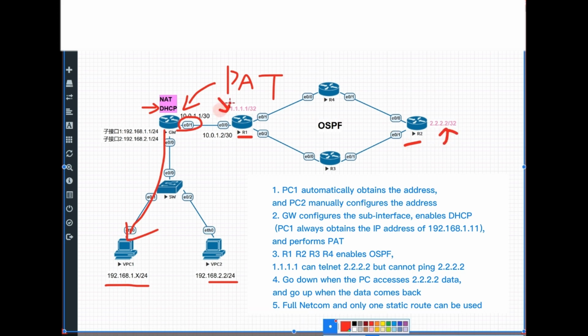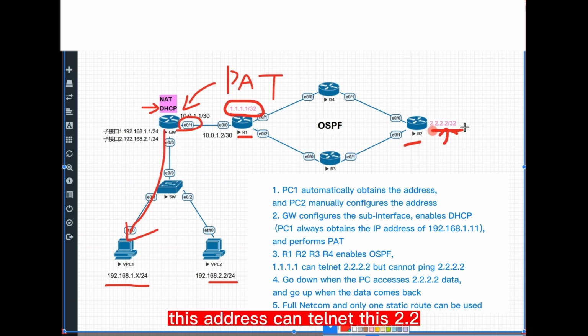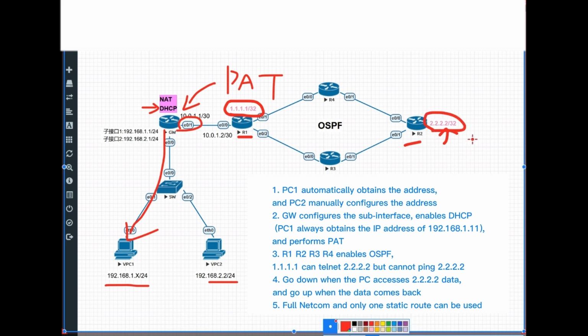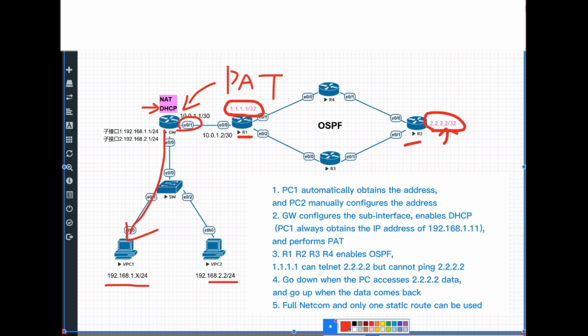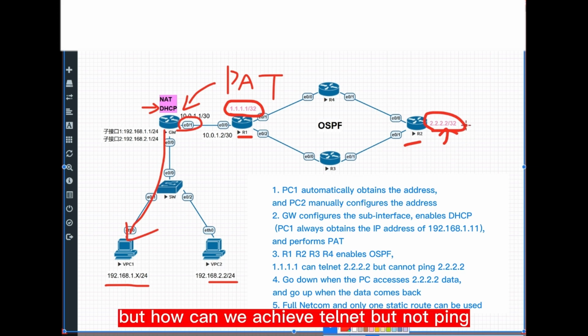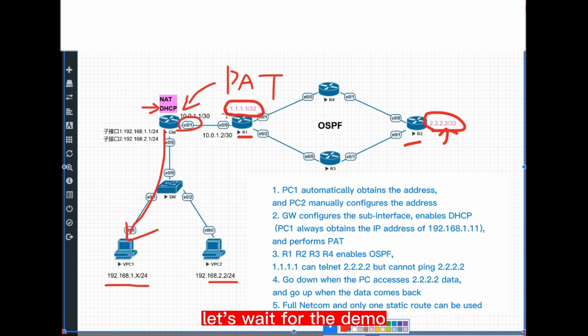1.1, 2.2, 32-bit mask. Notice 1.1 as a circle. This address can telnet to 2.2 but can't ping 2.2. We just demonstrated the ACL. In fact, it is just a ban on ping. But how can we achieve telnet but not ping? Let's wait for the demo.